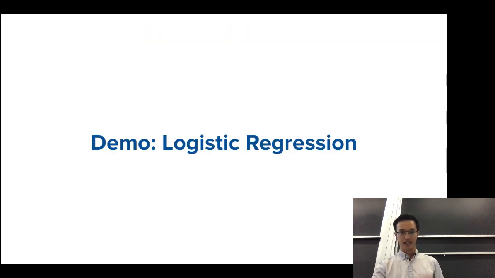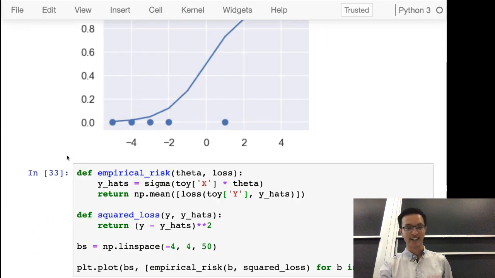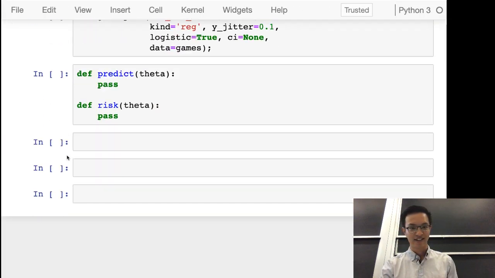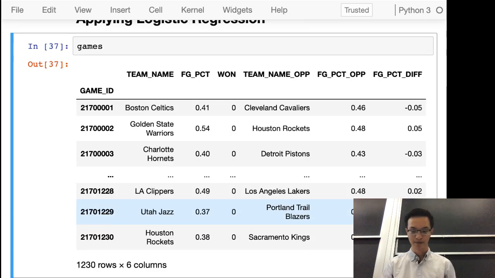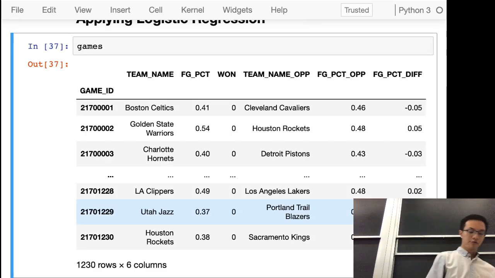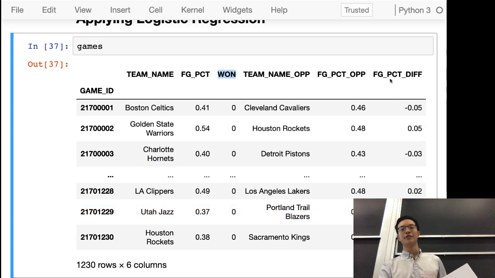So we can put it all together. Let's go back down here. We have here our games table. And what we want to do with our games table is predict the one column from the difference in field goal percentage, the difference in proportion of shots made.